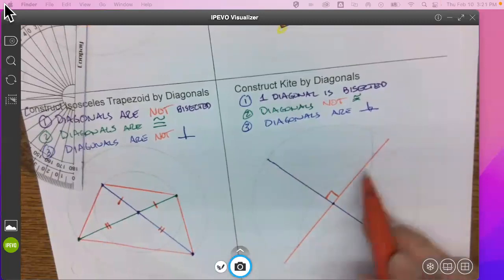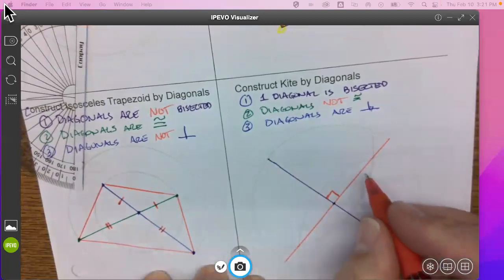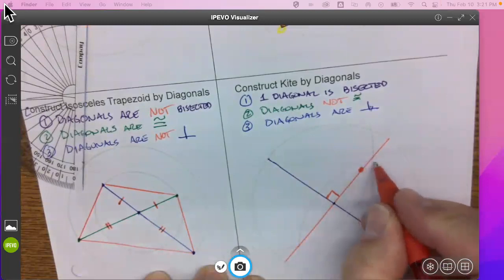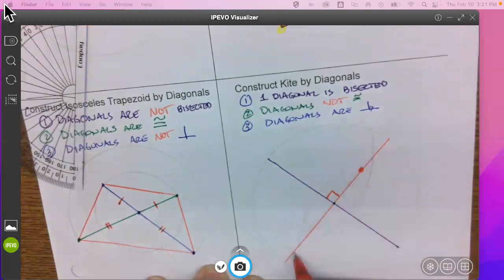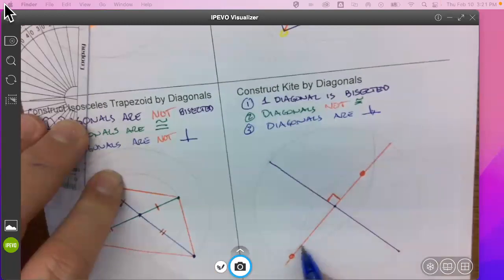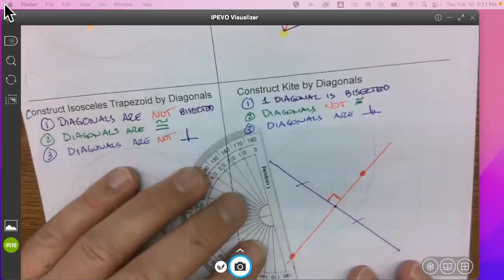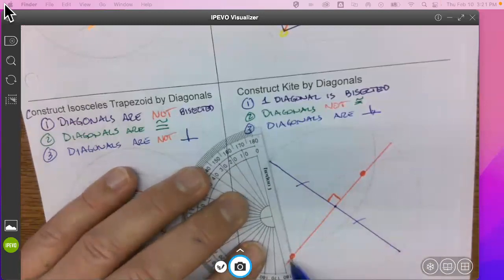And the difference is I don't want these two diagonals to be the same length. So the easiest way to do that would be to say, I'm going to put a point here that's inside my football head here. And I'll put a point here that's outside my football head here. By doing that, I know that these two are not bisected. Well, this one is bisected. Connect the dots.